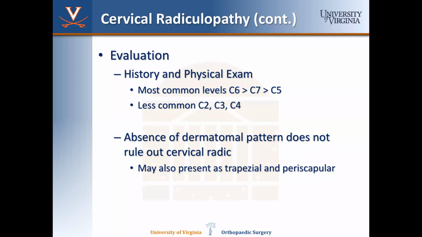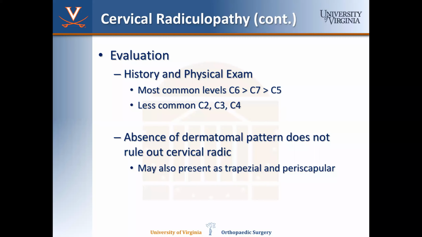The most common levels of degeneration, and thereby the most common levels of radiculopathy: C5-6 is the most common level degenerated, followed by C6-7, followed by C4-5. So you can see those are all the nerves that correspond to each of those levels respectively that I just spoke of.